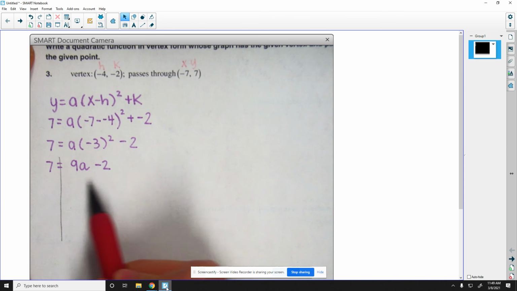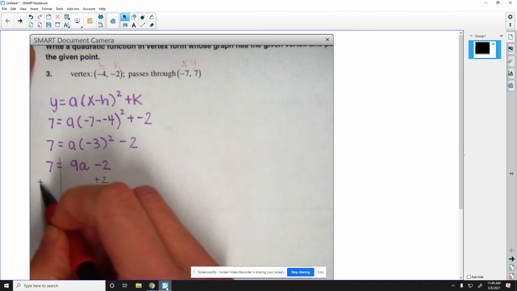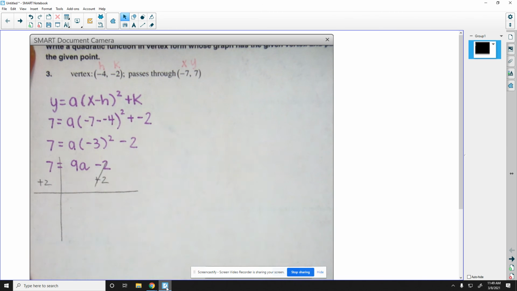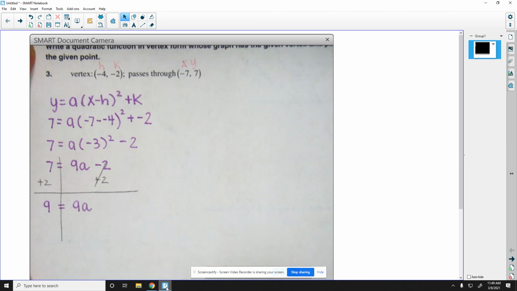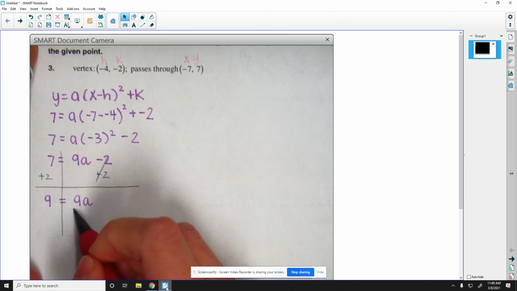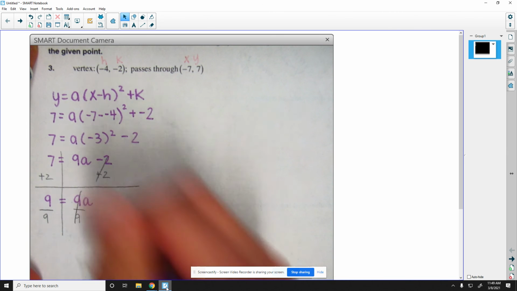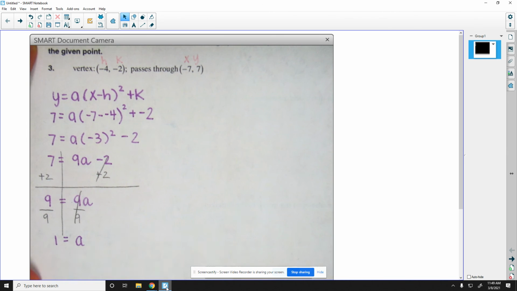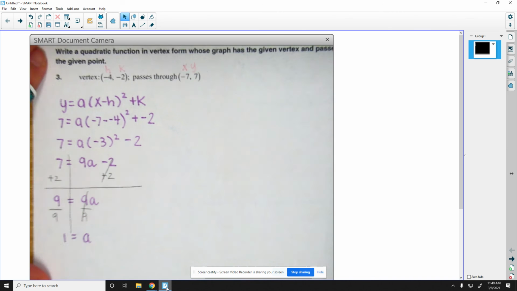So what's the first thing I need to do to solve this? Add 2 to both sides, right? This is a two-step equation. Always do your adding and subtracting first. So I have 9 equals 9a. Divide by 9 on both sides because you want a by itself. So you have a equals 1. Oh, okay. All of that work just for a measly 1. Well, now you have your final answer, right?